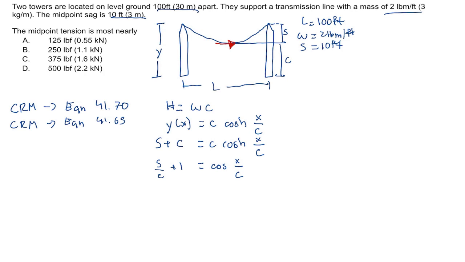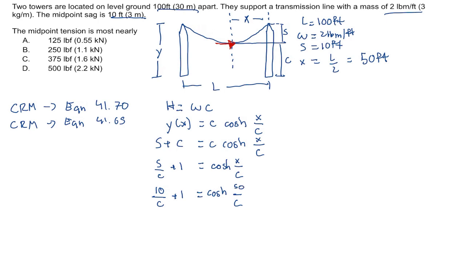Now let's plug in the numbers that we know. We know that S is 10. 10 over C plus 1 is equal to, let me put this hyperbolic here, the hyperbolic cosine of X over C. Now what's X? X is the horizontal distance to the midpoint. In this case, X is L over 2, which is 50 feet. Let's put that in here, 50.